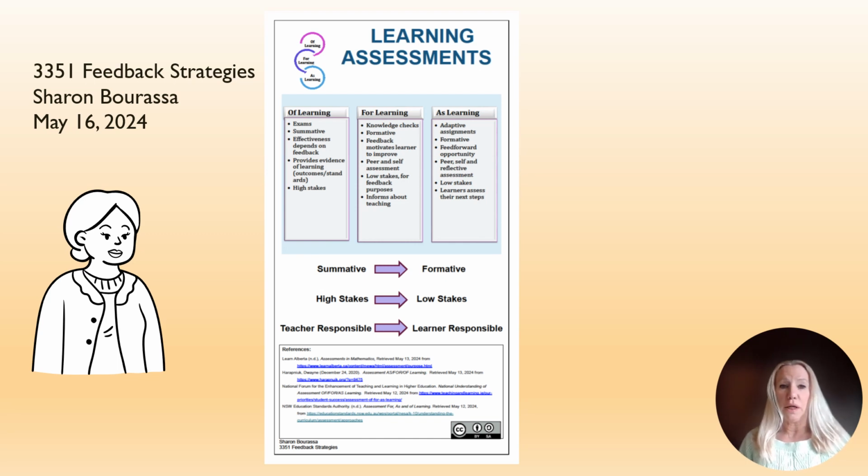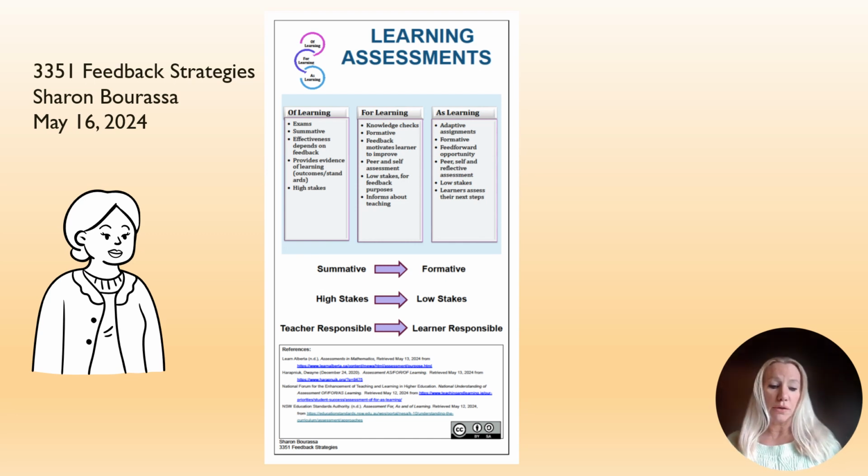Now, assessment for learning would be more aligned with knowledge checks. So this is formative, and the feedback is designed to help motivate the learner to improve where they're at. This involves peer and self-assessment. It is lower stakes, and it is designed for feedback purposes. It also informs the student where they're at, but it also informs the instructor as to where things are. So the instructor might need to modify the lesson plan if they're finding that a number of students are having some challenges that come forward from the results of the knowledge check.